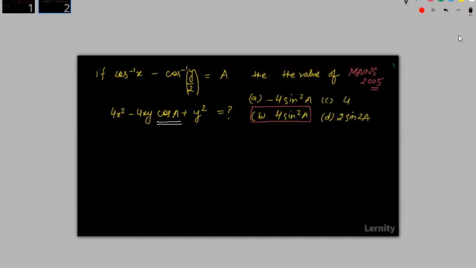So I know that I have to write this A in terms of cos A. I have to convert this A into cos A, so I will take cos on both sides. This part is given, that cos inverse of x by 2 minus cos inverse of y by 3 is equal to A.